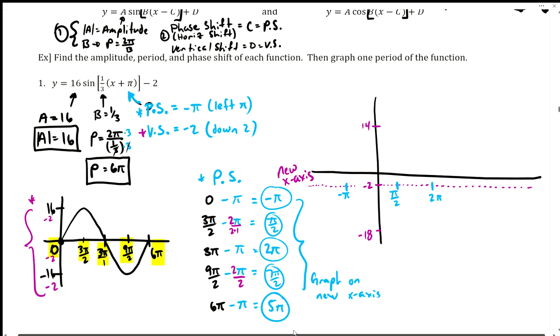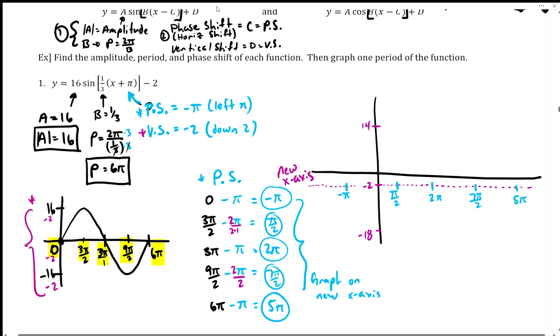Okay, so still trying to make these blue ones equidistant. Next important x value is 7 pi over 2. And then the last important one is 5 pi. Okay, so this is our new setup.